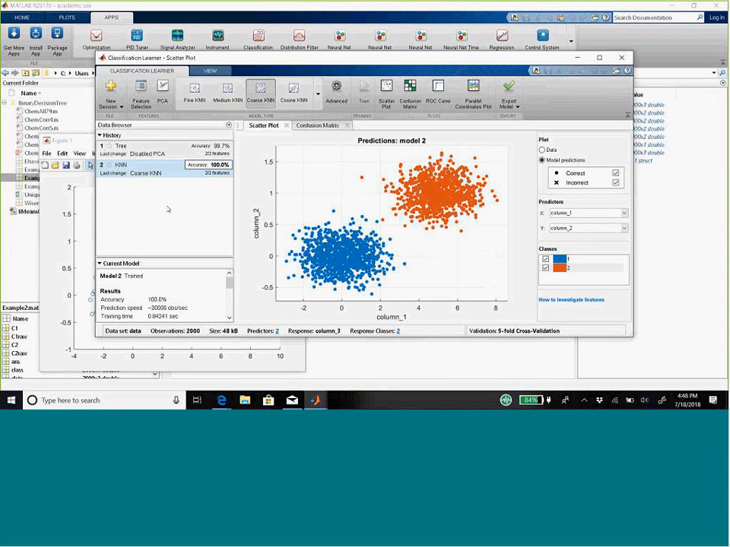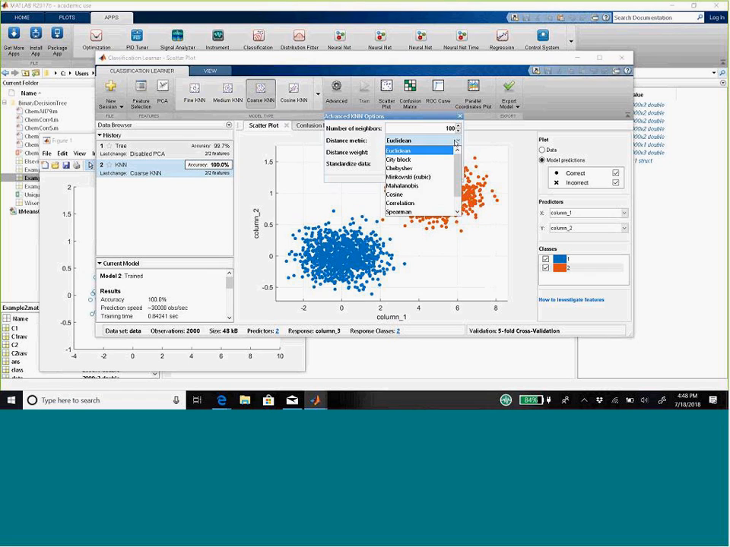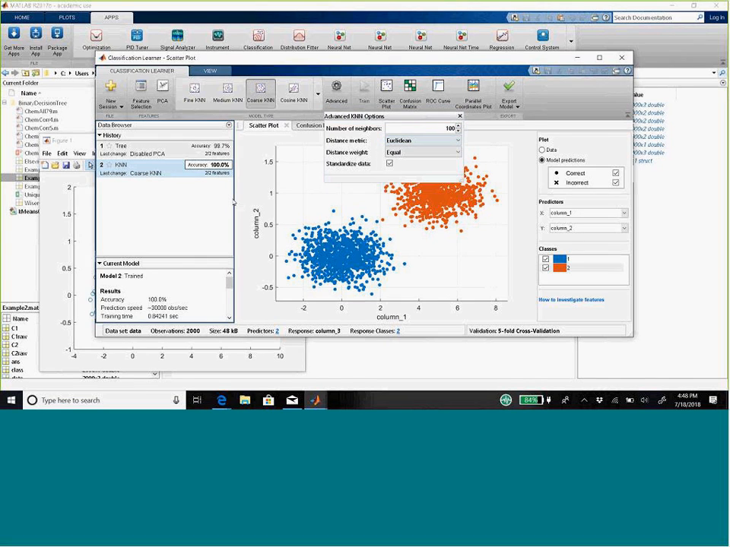The points that I was talking about, there are 2 parameters when it comes to neighbor, and those are in the advanced options. Number of neighbors is k. In this particular case, the default is 100. And distance. Here is a list of distances that one could potentially select, and this one was the Euclidean distance.